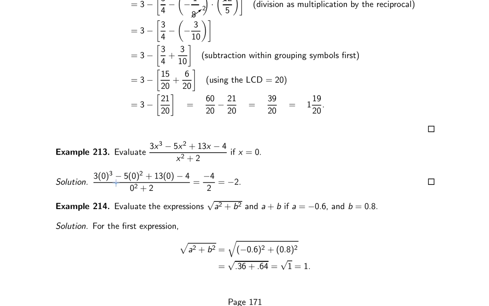You can see 0 cubed is 0, 3 times 0 is 0, so this disappears. This also disappears. 13 times 0 is 0. There is a negative 4 left on top. On the bottom, this 0 squared also disappears. There's just a 2 on the bottom. All right, so this looks complicated, but when x is 0, it's easy. Everything with an x in it disappears, and we're just left with negative 4 over 2. And I hope you see that's negative 2.